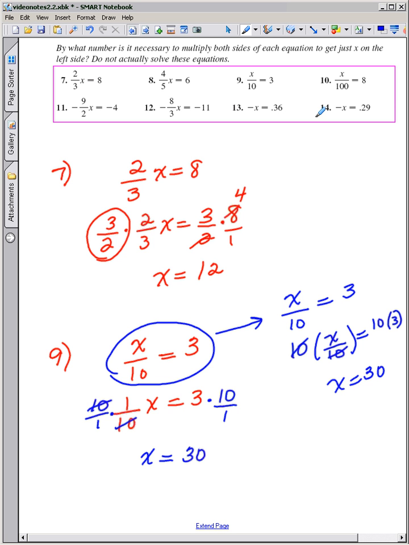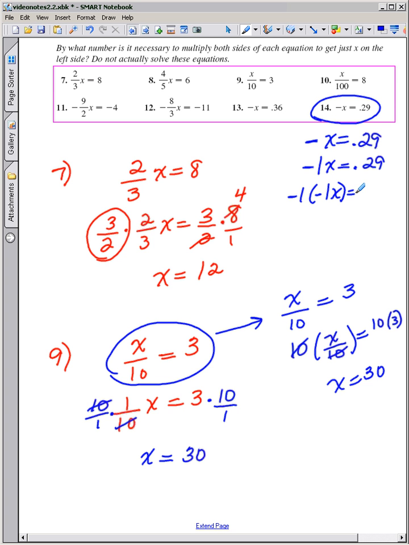Another really important one, number 14. It doesn't really matter what this number is over there, but if you have negative x is equal to 0.29, remember that negative x, what is that coefficient? That's understood to be a negative 1. x is equal to 0.29. So what number would I have to multiply the negative 1 by to make it positive 1? Well, that is negative 1, right?